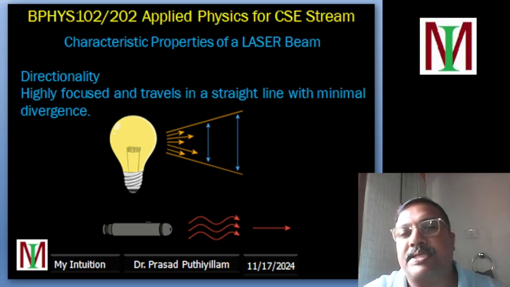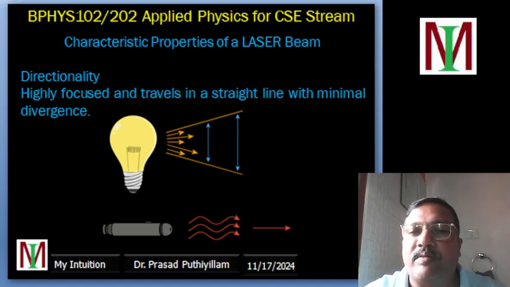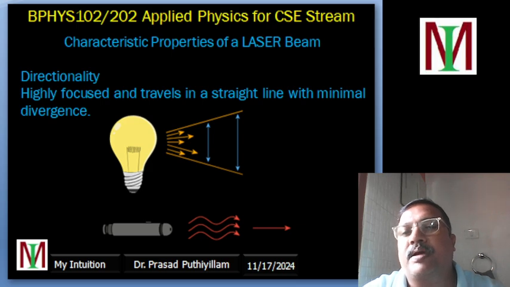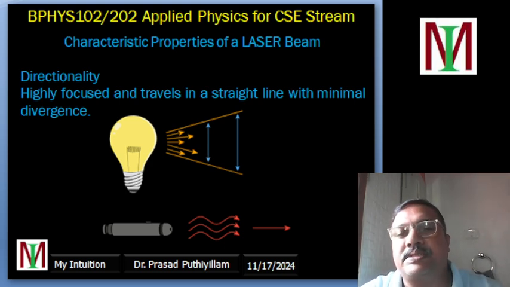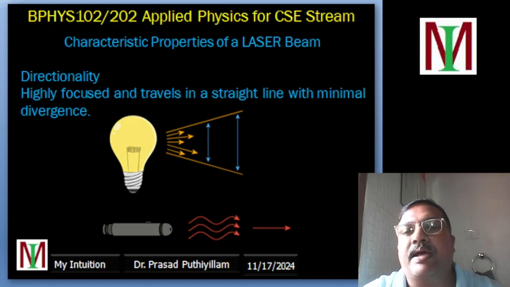Regular light sources such as a bulb or the sun emit light in all directions, which results in the spreading out of the energy, and it loses the energy quickly. But with the laser, the beam stays concentrated and pointed in a specific direction, which is why it is so useful in applications like laser pointers and communication systems.